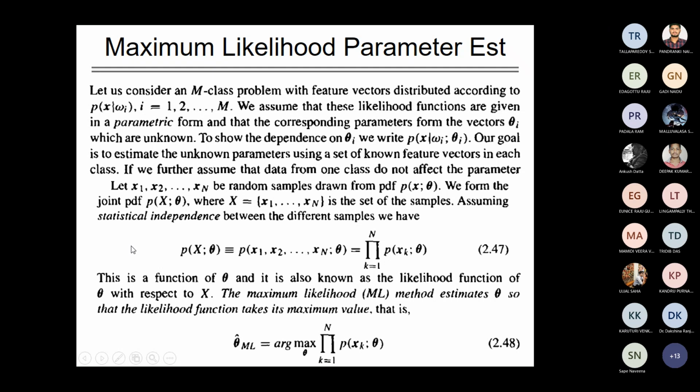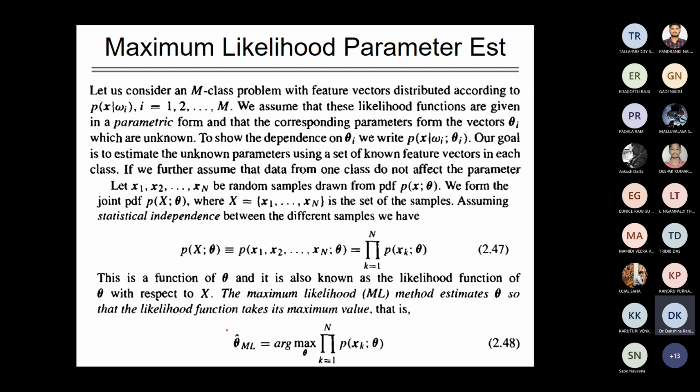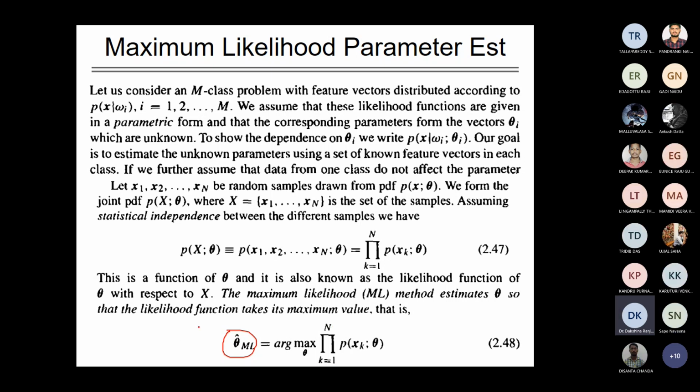So this theta cap ml represents the maximum likelihood estimate of theta. Here we can write theta cap ml is given by argmax of the product over the probability of xk parameterized by theta, for k equals 1 to n. So this is the representation for the maximum likelihood function, so that we estimate over theta.